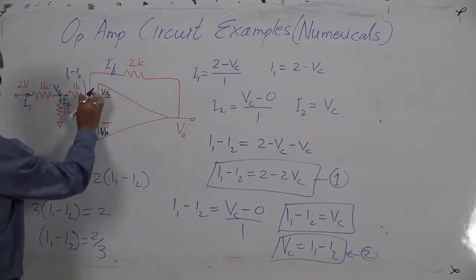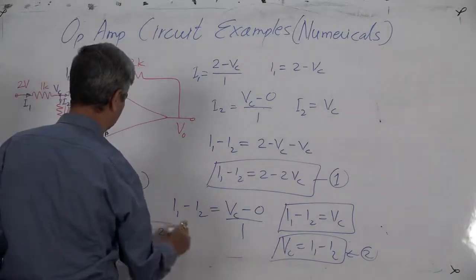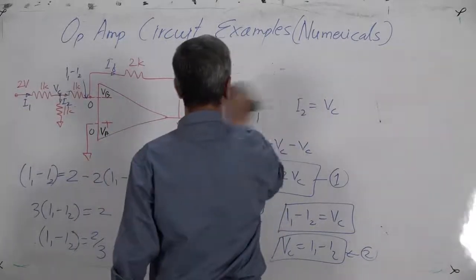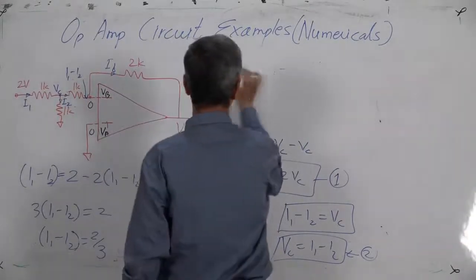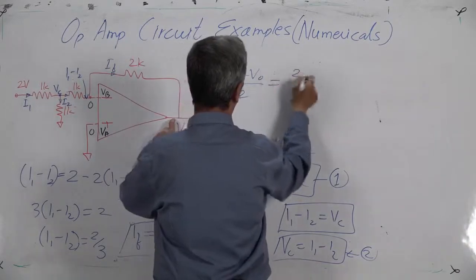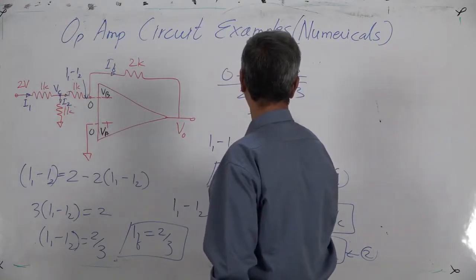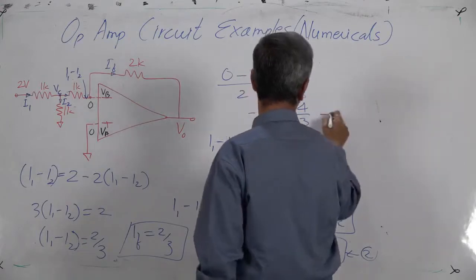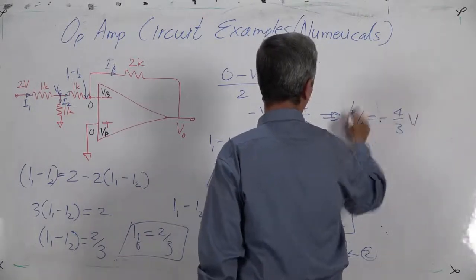And that same current should flow through this. So If is equal to 2 by 3. Once you know If equals 2 by 3, you can simply solve the example by applying Ohm's law. 0 minus Vo upon 2 is equal to 2 by 3, so minus Vo is equal to 4 by 3. That means Vo is equal to minus 4 by 3 volts.